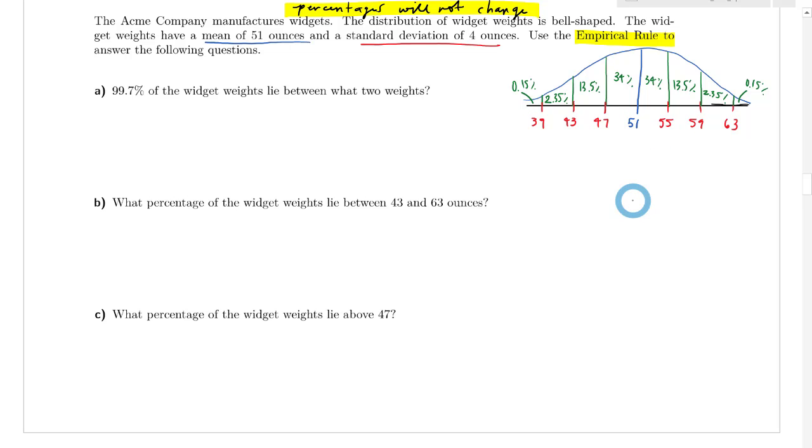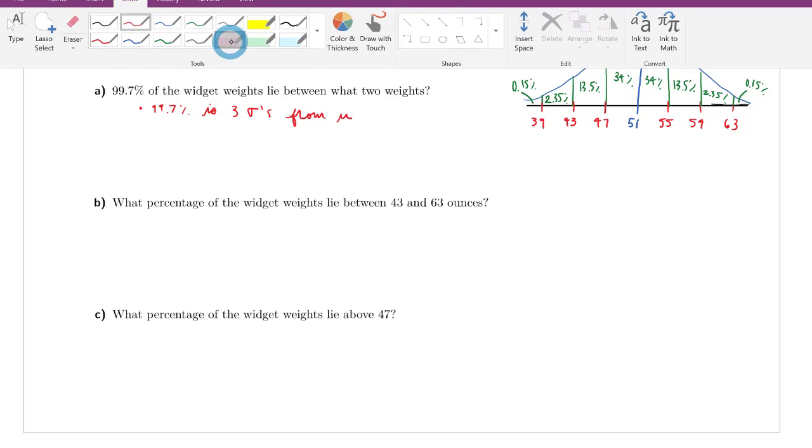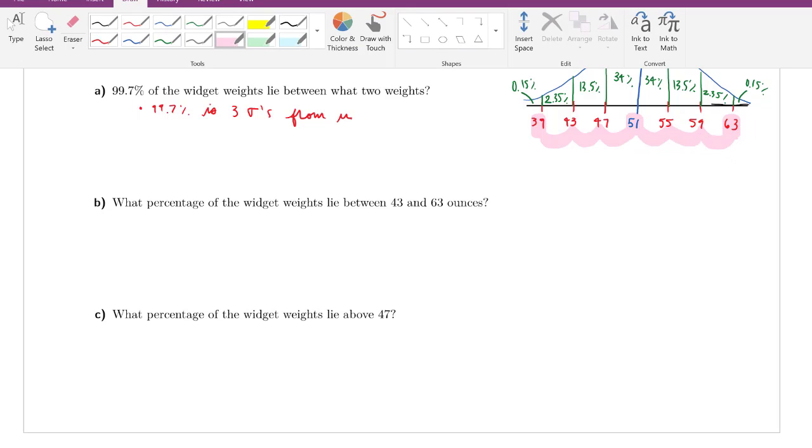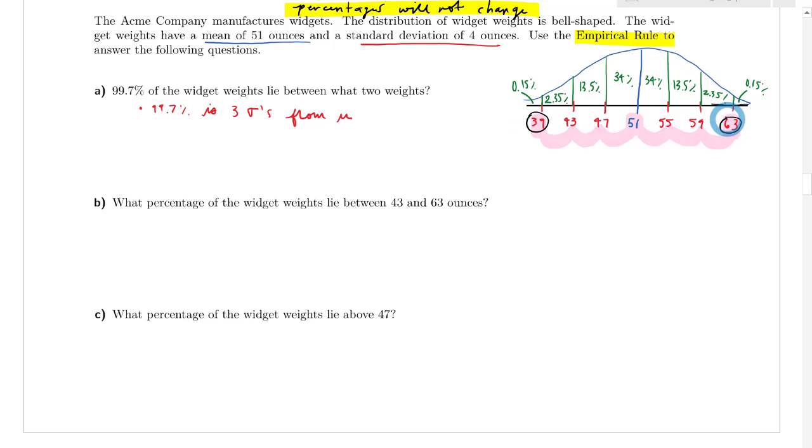Now let's go ahead and answer the problem. So it says 99.7% of the widget weights lie between what two weights? Well, recall that 99.7% is 3 standard deviations from the mean. Here's the mean. 1, 2, 3. 1, 2, 3. Okay, so 99.7% of the widget weights lie between 39 and 63 ounces.